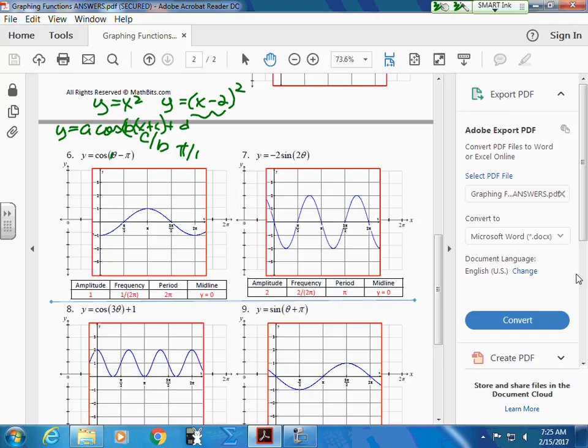So all this is saying is before you do your cosine curve of 1, 0, negative 1, 0, 1, I want you to start someplace else. I want you to take the 0 and I want you to go to the right, pi units. I want you to start it right here, pi units. 1, 0, negative 1, 0, 1.